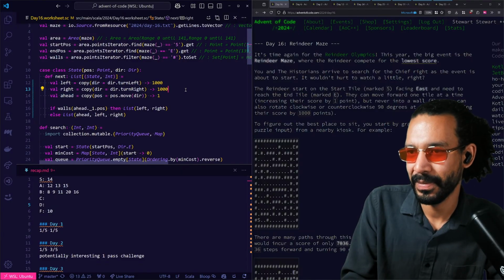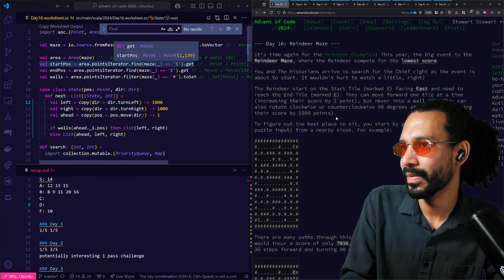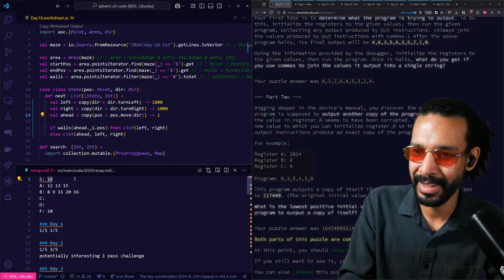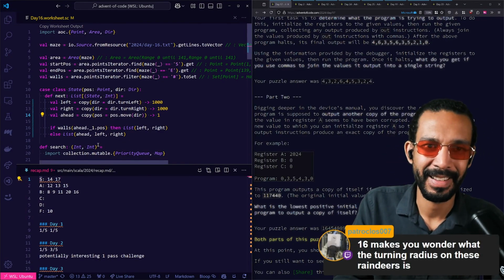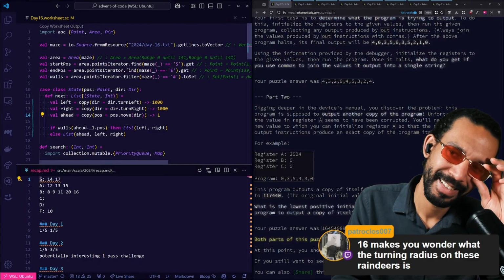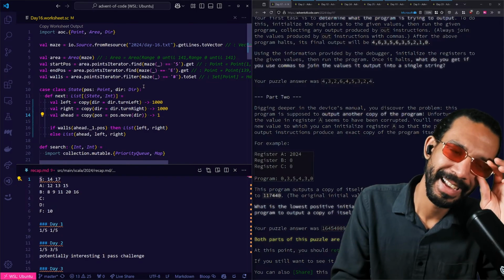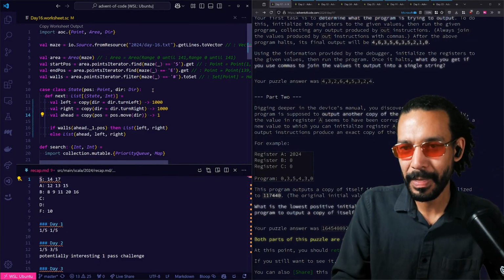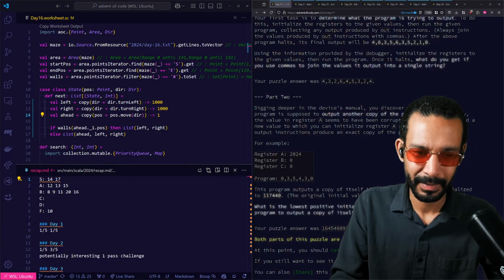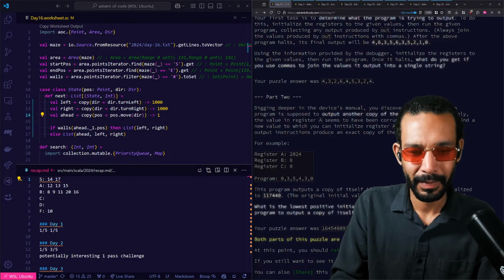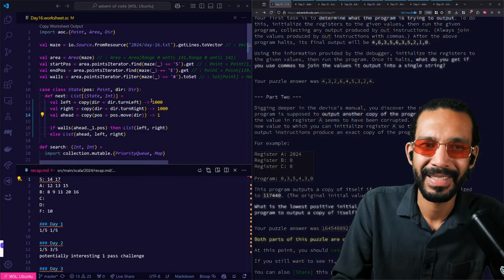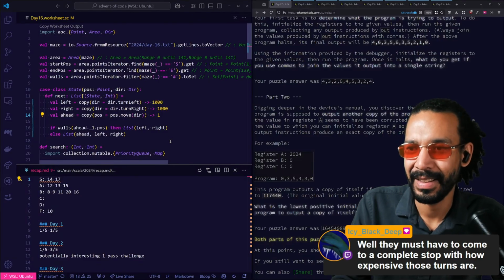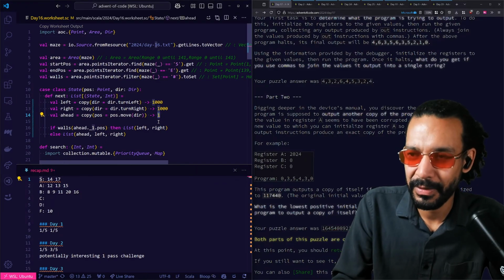Yeah, 16 is the turning one. And 17. Oh, 17 is easily for me another one of the S tiers. Reverse engineering. The turning radius on these reindeer. I know, right? Because to turn, they must have come to a complete stop, basically. Yeah, like they have to reset everything. Maybe they're just going so fast they have to full stop, brake.